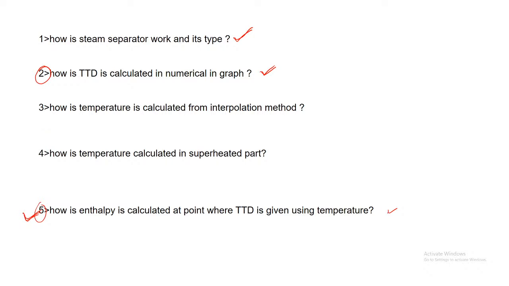Then there are two more questions. How is temperature calculated from the interpolation method? It is linear interpolation that we are seeing. We can just take (T1 + T2)/2 or something of that kind. That's how I am interpreting this question. How is temperature calculated in the superheat part? In the superheat part, generally the amount of superheat will be given in the example, or the maximum cycle temperature or turbine inlet temperature would be given.